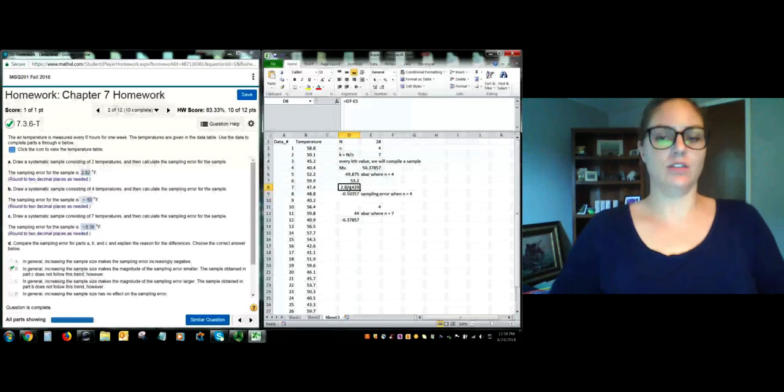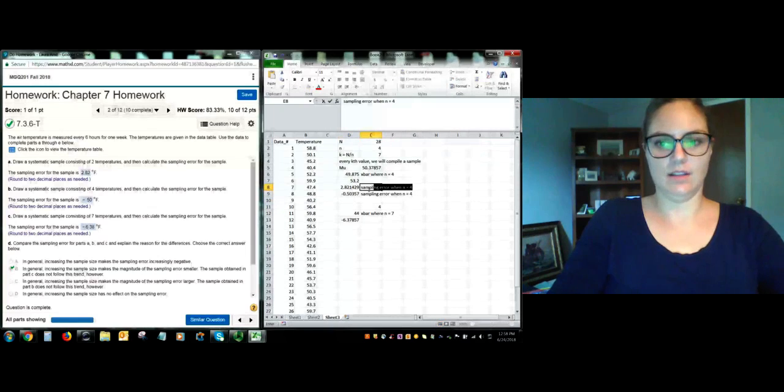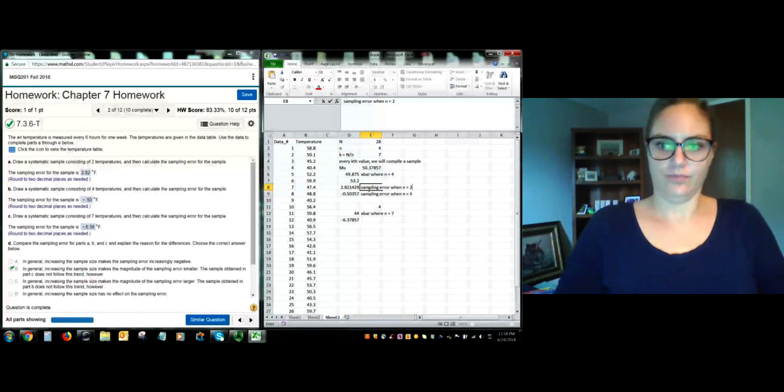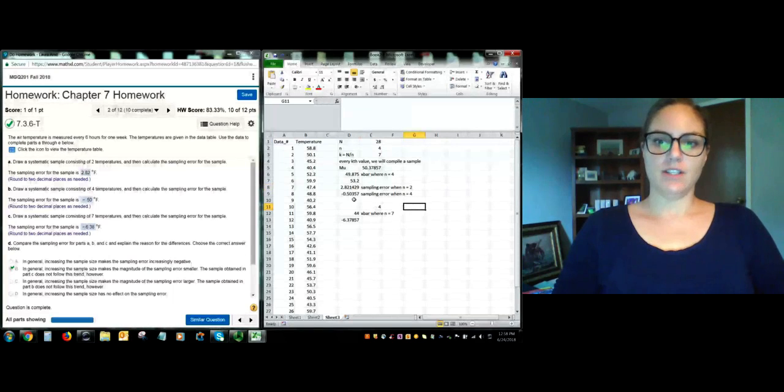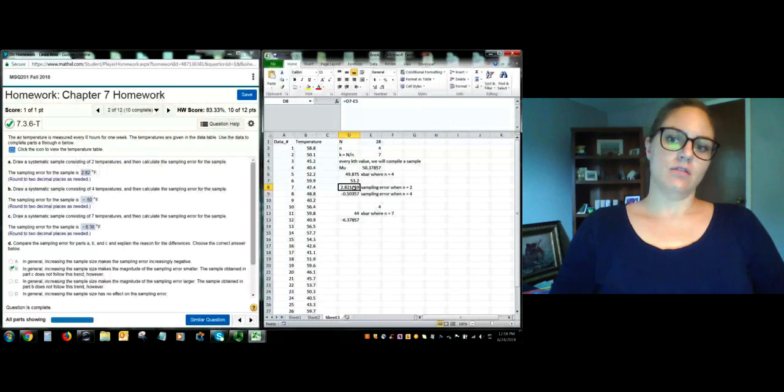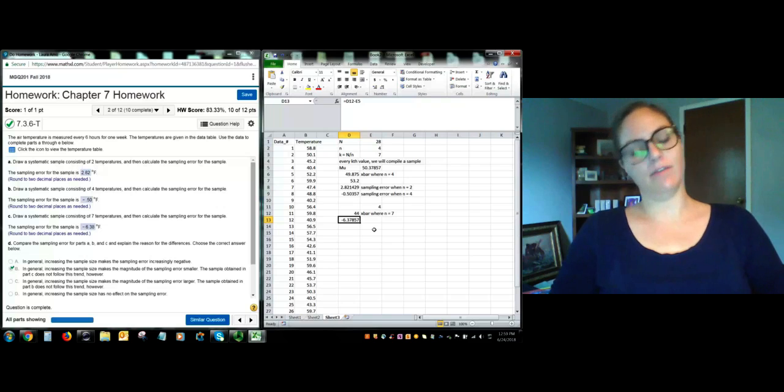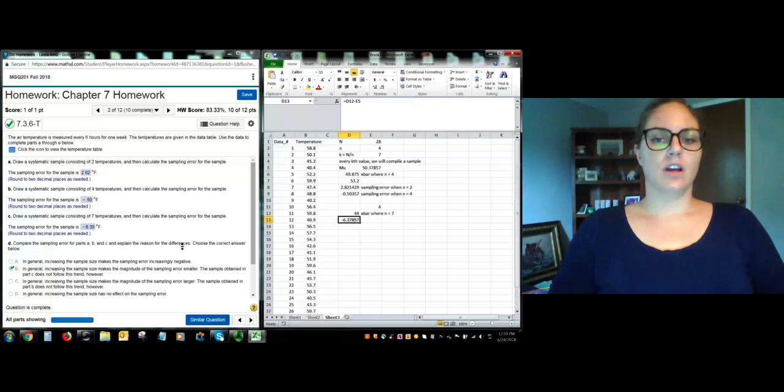Is that 2.82? Okay, so this is the sampling error when n is equal to 2. What we're actually seeing here, if you look at this sampling error, going from n equals 2 to n equals 4, it does go down initially. It reduces, but then it spikes back up to the largest absolute value when we have a larger sample.